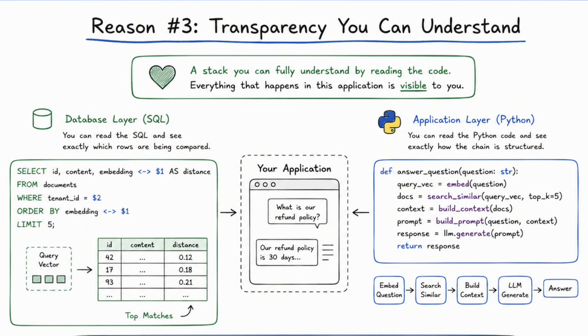And honestly, beyond the operational and the cost story, there's just something nice about a stack you can fully understand by reading the code. Everything that happens in this application is visible to you. You can read the SQL and see exactly which rows are being compared. You can read the Python code and see exactly how the chain is structured. There is no black box somewhere out doing the magic that you have to take on faith. For a lot of teams, that kind of transparency is worth more than any single feature.